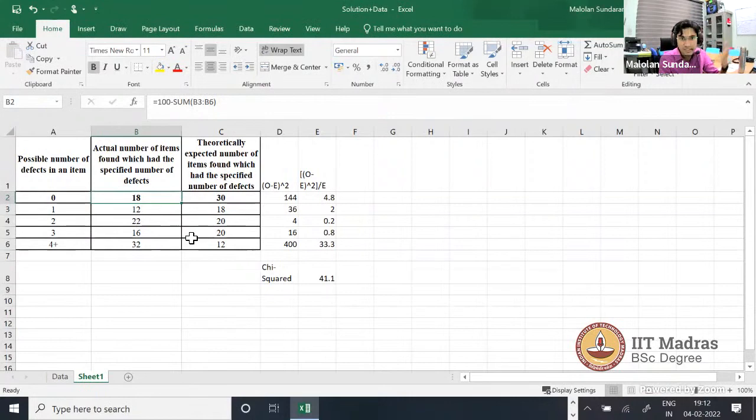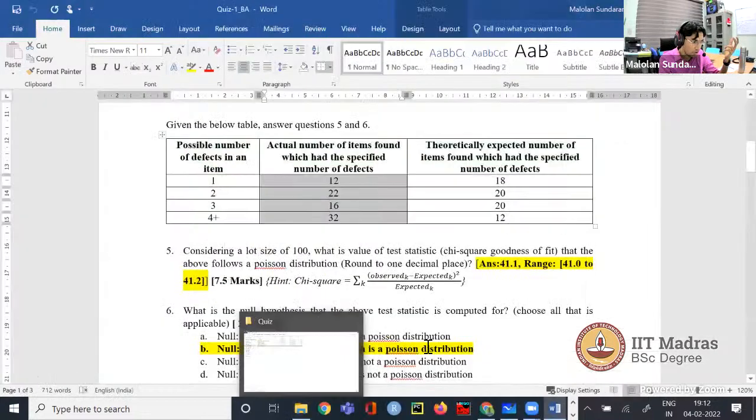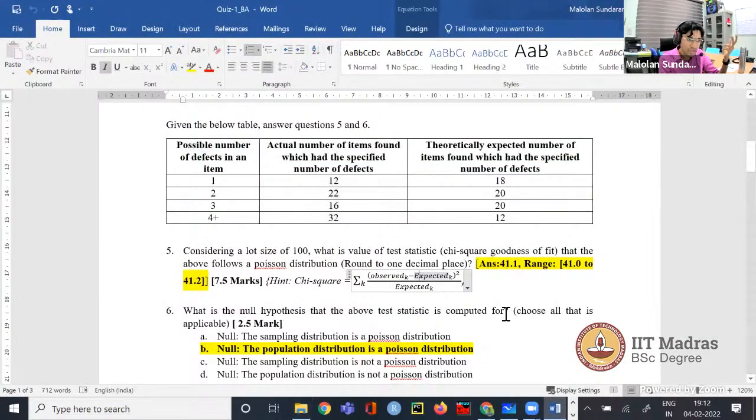Once you have identified this, then it's a standard application of your formula, right? So it's going to be the standard application of your formula, this formula, and you're going to get the chi-squared test statistic. Any questions so far? And that is going to be the answer. It's going to be 41.2. The actual value is going to be 41.1. So the range is going to be 41 to 41.2.